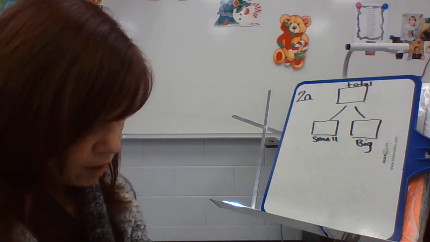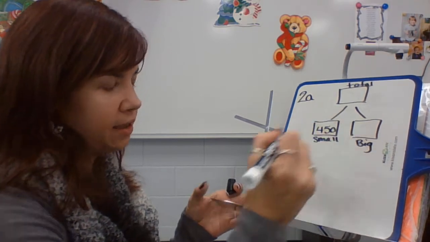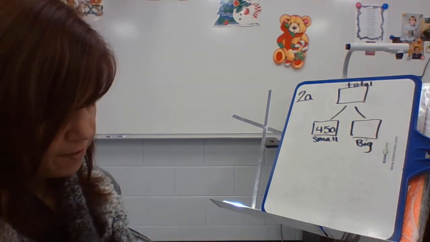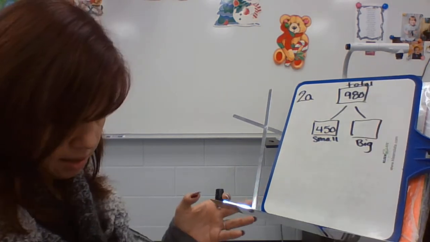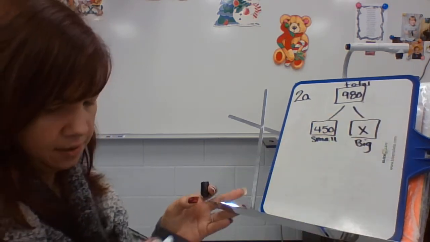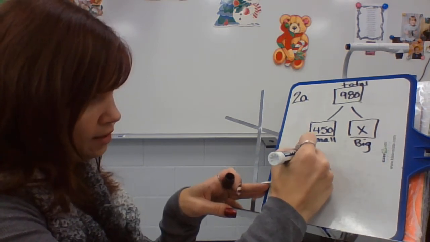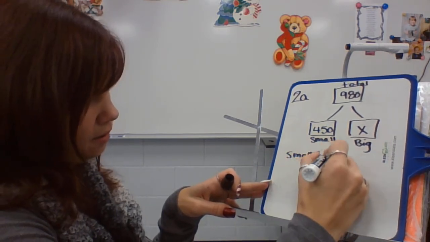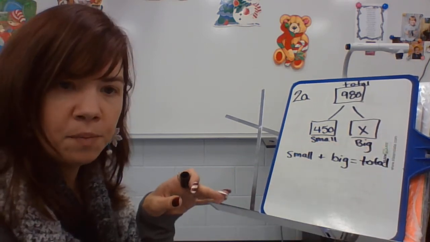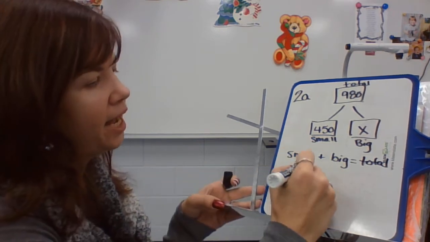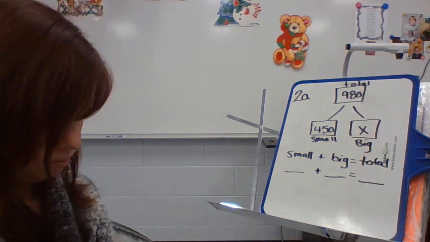Okay. So the store has 450 small lamps. All right, so I know there's 450 small lamps and a total of 980. Well, total's up here, so 980. And I want to know how many are big. All right, so they already have this sentence set up for you. It says small plus big equals total. They already have that set up on your paper for you. How nice of them. And then they have some blanks underneath. So all you have to do is fill in the blanks.